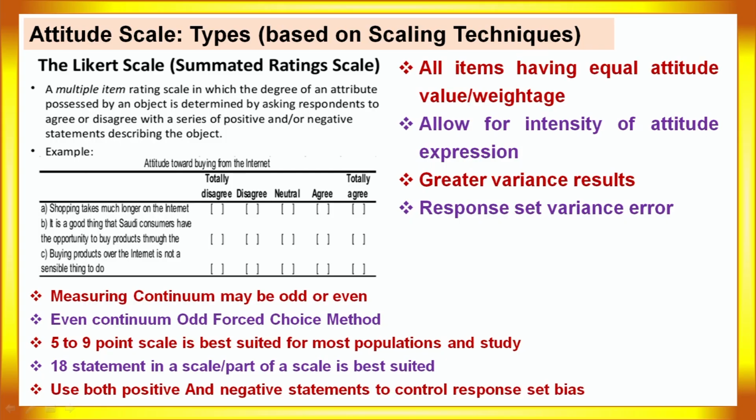Here I present an example of the summated rating scale. It generally has multiple items. Many times I have discussed why you need multiple items in your scale. Second, along with each item there are graded response categories, which we call a continuum. Here it is a 5-point continuum, based on the anchored points. A 5-point continuum means it starts with totally disagree and continues towards totally agree.